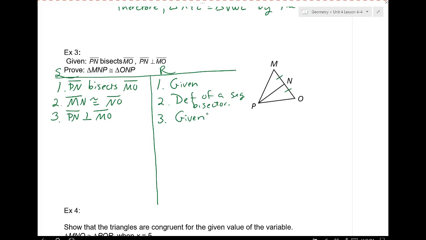Because remember, I want to show pairs of congruent angles. So I know these two angles, would you agree with me, are right angles? All right, that's what you're going to put next then. You're going to tell me that angle PNM and angle PNO are right angles. How do I know that?